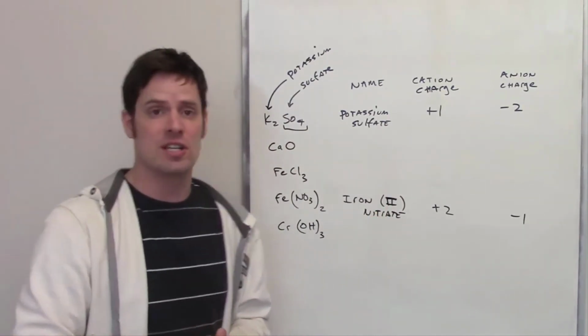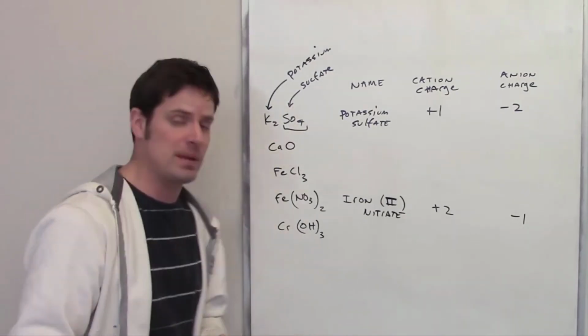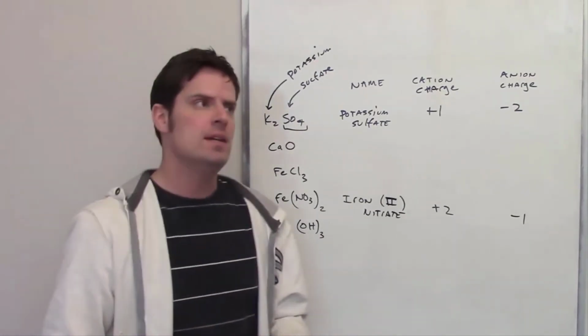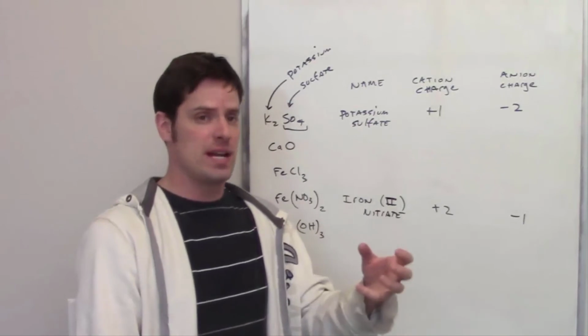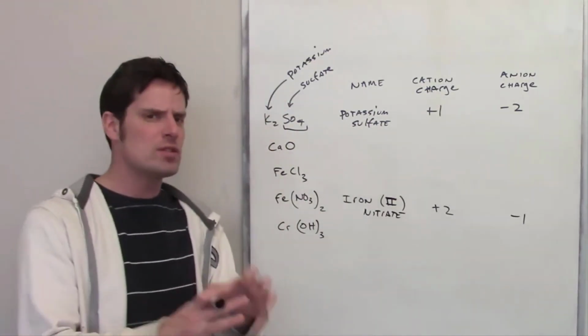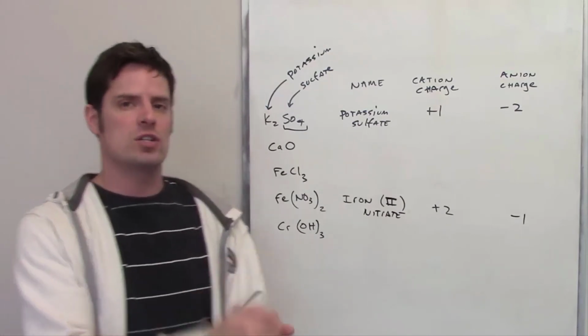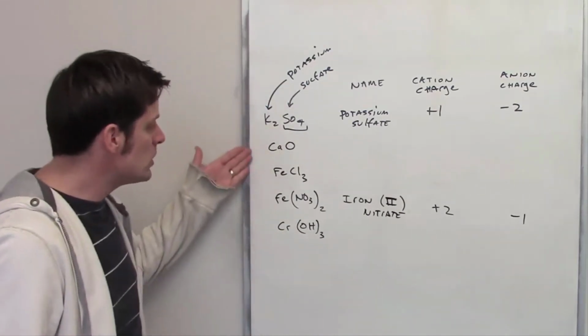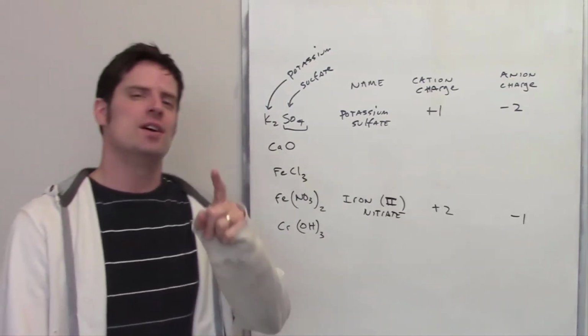Now that distinguishes it from iron 3 nitrate, for example, because that can totally exist as well. At least potentially you could have iron 3 nitrate, which would have 3 nitrates bound to that iron, because iron, once again, is one of those elements that is not in column 1 or 2 of the periodic table. I'll let you go ahead and tackle the rest of these on your own.